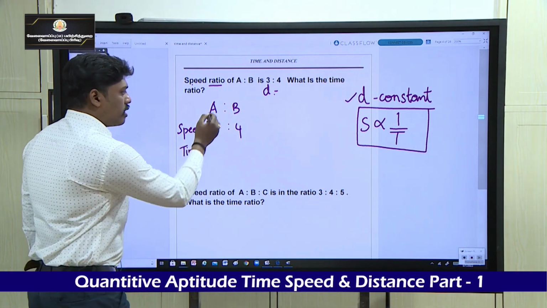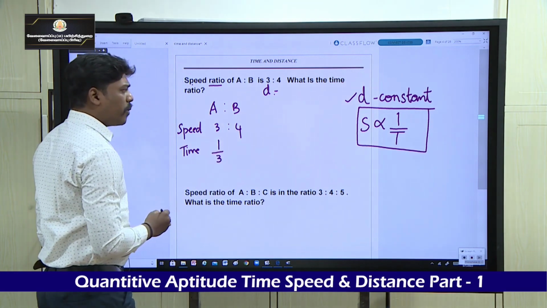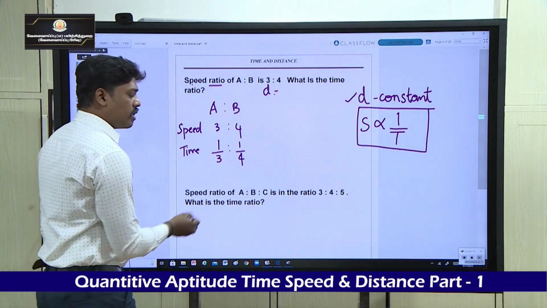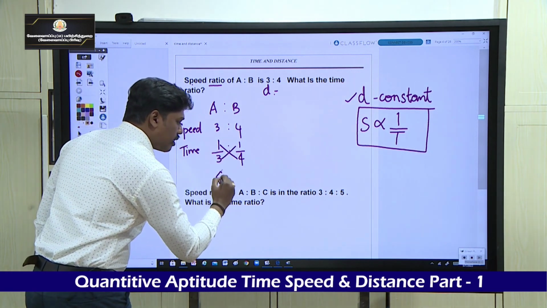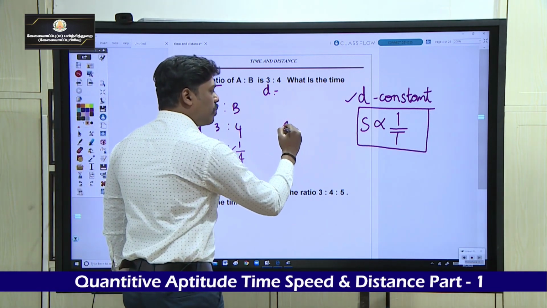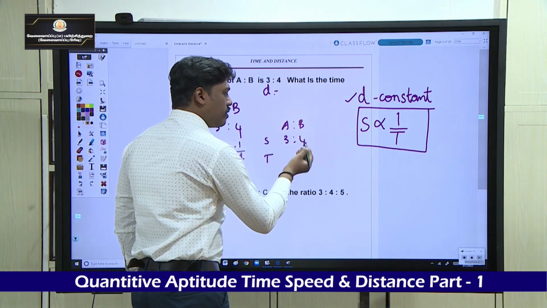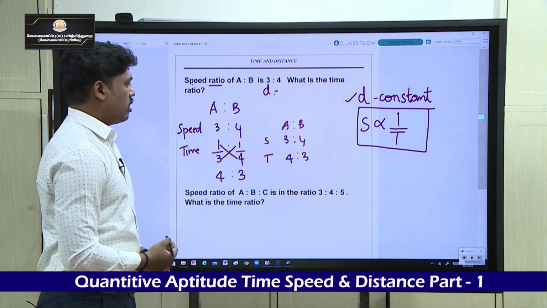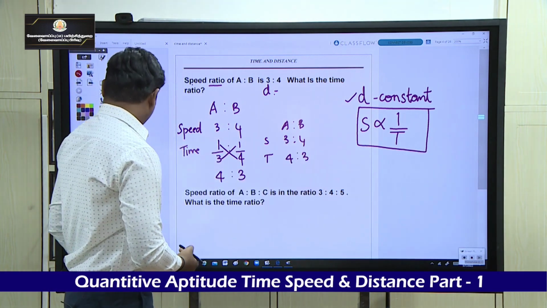So what can I tell? A's speed is 3, so inversely it means 1/3. What about B? B would be 1/4. Then 4 would come here, 3 would go there. So the time ratio would be 4:3. Or simply, if A is to B is 3:4 for the speed ratio, what about time? Vice versa, it is 4:3. If speed ratio is 3:4, time ratio is 4:3.